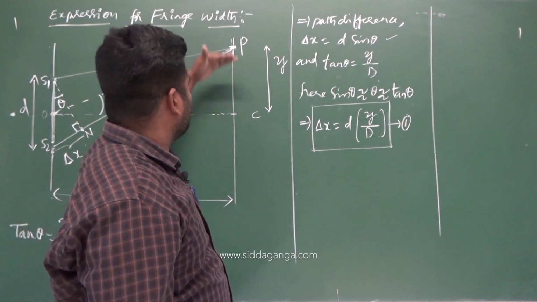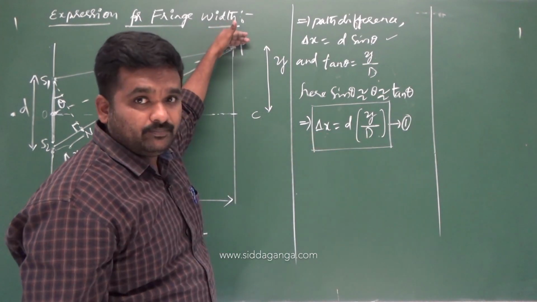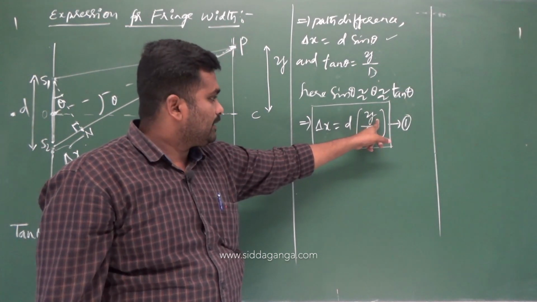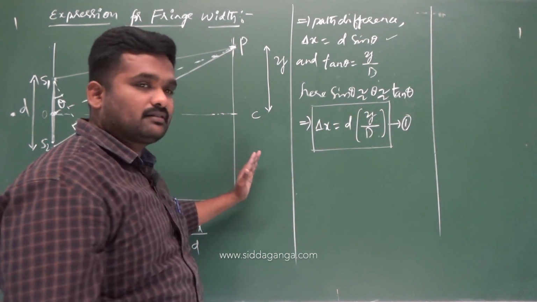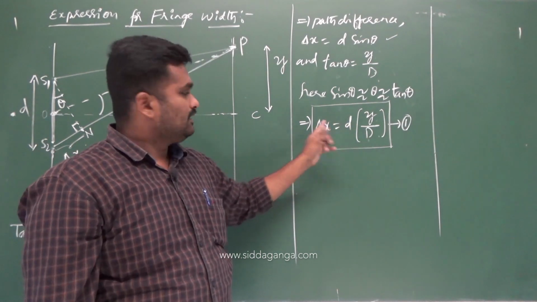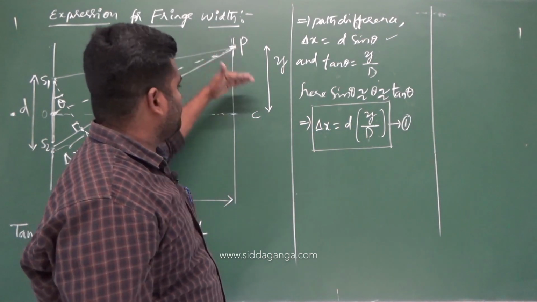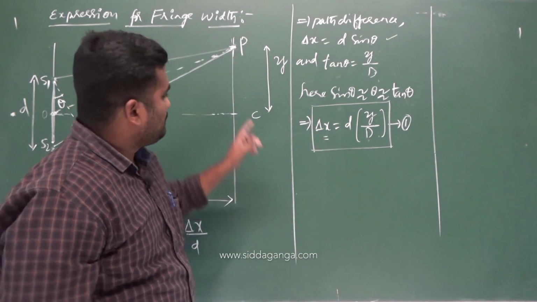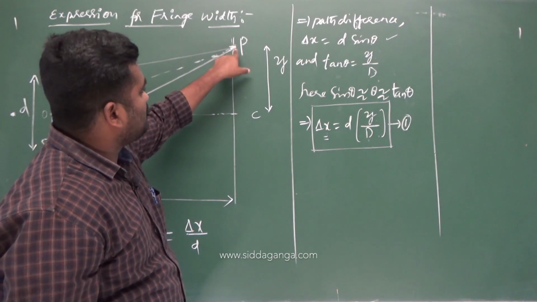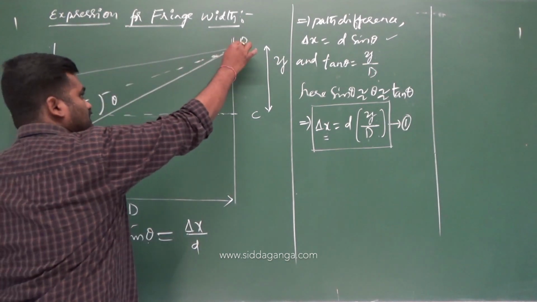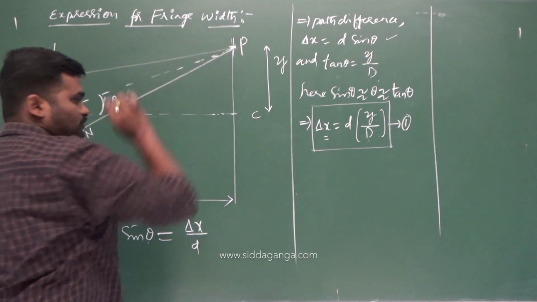If you know the distance from the central fringe to this point P, y, and the distance between the slits and the screen, capital D, and you are aware of the distance between the two slits, small d, then the expression for path difference can be written. Path difference for what exactly? For the waves from this source S1 and the waves from this source S2 reaching this point.